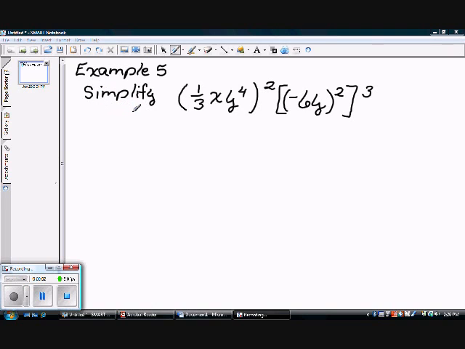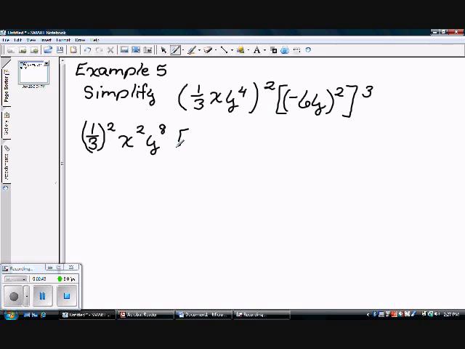Okay, let's look at example 5. Is this not totally awesome? We're going to be able to simplify this, and it's going to make sense. So we're going to start with the first set of parentheses, and we're going to square, or take to the second power, each number or variable inside. So we would have 1/3, and we're squaring it. We're going to have x squared, and then remember, a power to a power you multiply, so that's going to be y to the 8th power.